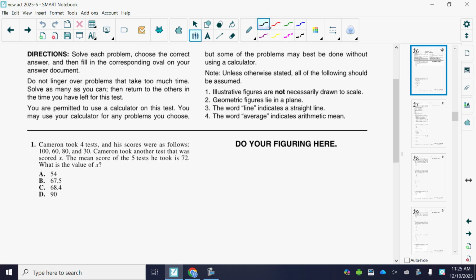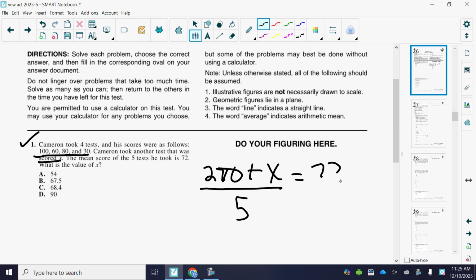It says that Cameron took 4 tests, and his 4 tests were here. Since we're doing average, we want to total those tests. That would be 270, I believe: 90, 170, 270, plus a 5th test that he scored X, and his average was 72. So when you divide all this up by 5, you get 72.